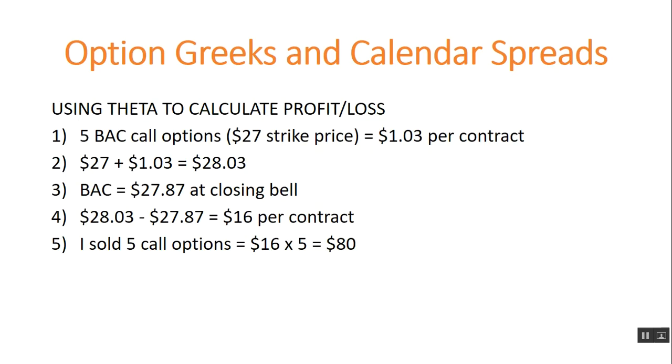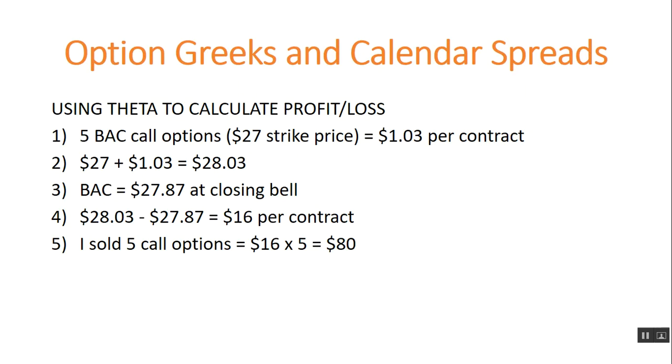I take that, and number 2 there, I take the $27, add that $1.03, and I get $28.03. Bank of America, number 3 there, Bank of America was $27.87 at the closing bell. So I take number 4 there, I take $28.03, subtract the $27.87, and I get $16 per contract.